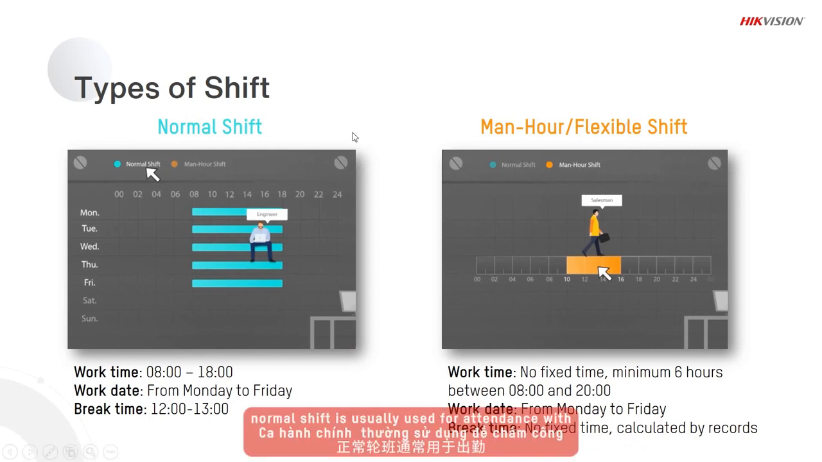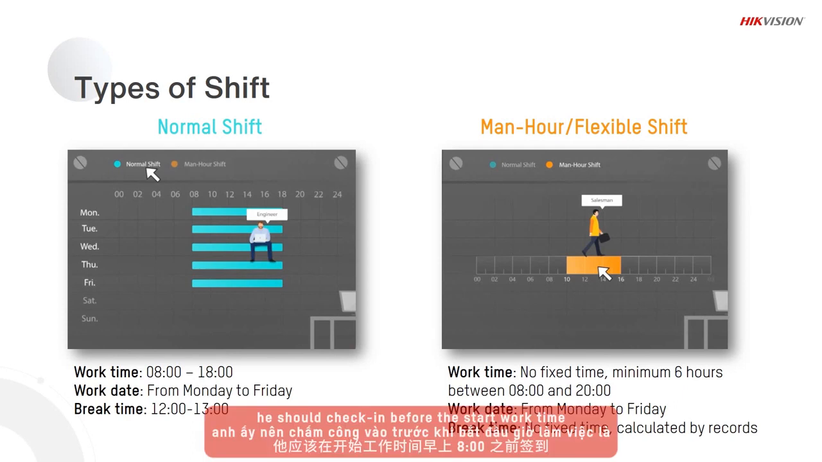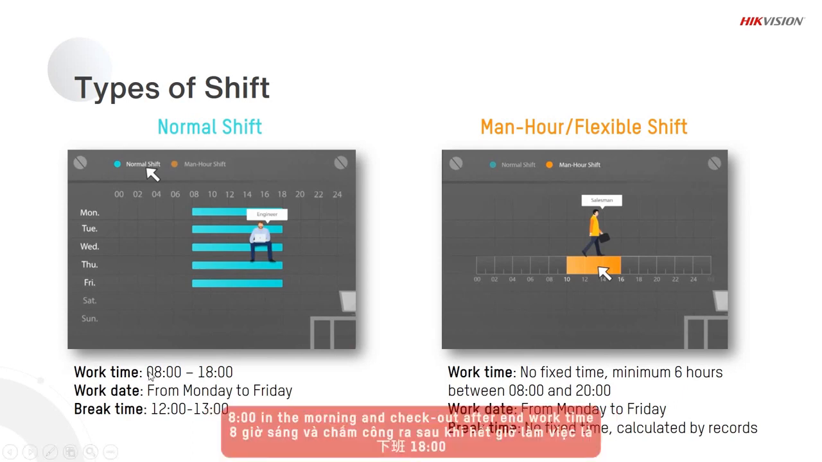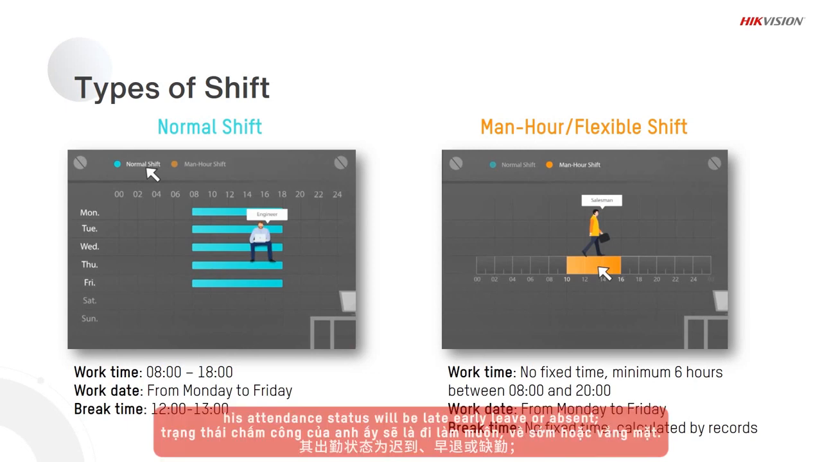First one, normal shift, is usually used for the attendance with a fixed schedule. Like the engineer in this demo, he should check in before the start work time, 8 o'clock in the morning, and check out after end work time, 18 o'clock. Otherwise, his attendance status will be late, early leave, or absent.